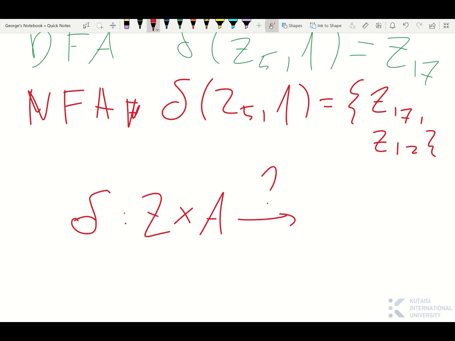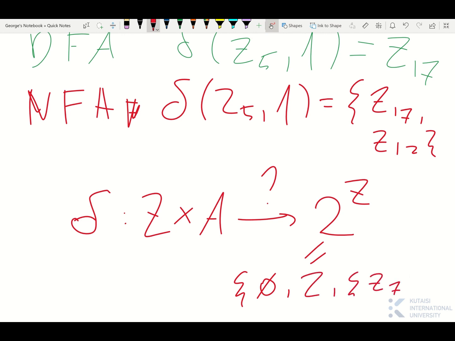So it should be all possible subsets of Z. Sometimes they write 2 to the power Z. What is this? This is just a notation that means all possible subsets of Z. So this includes even the empty set. It includes the whole Z. It includes all singletons like Z7 and so on.